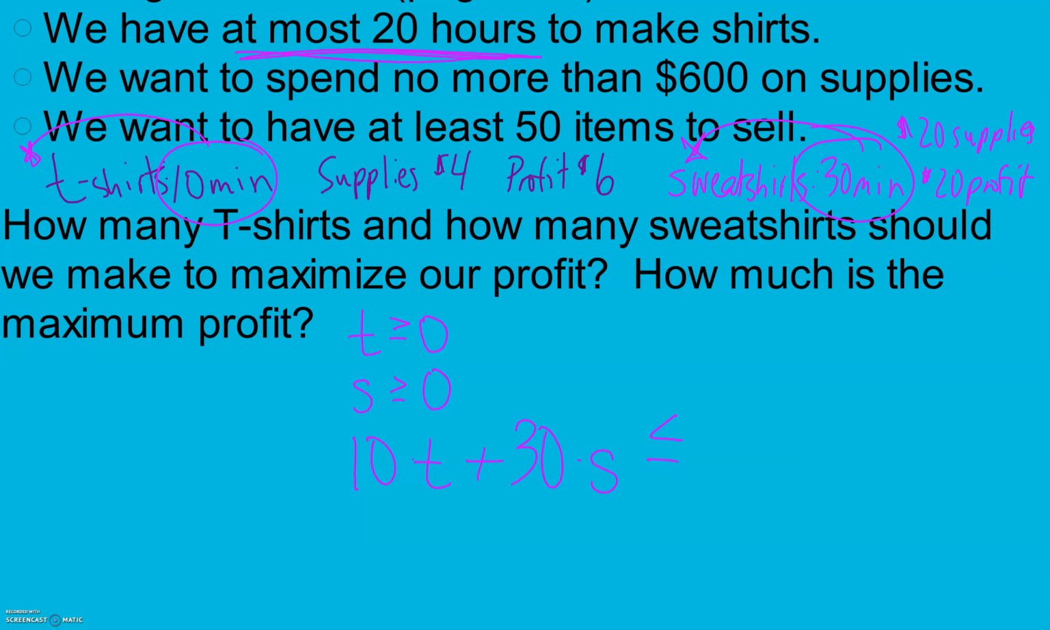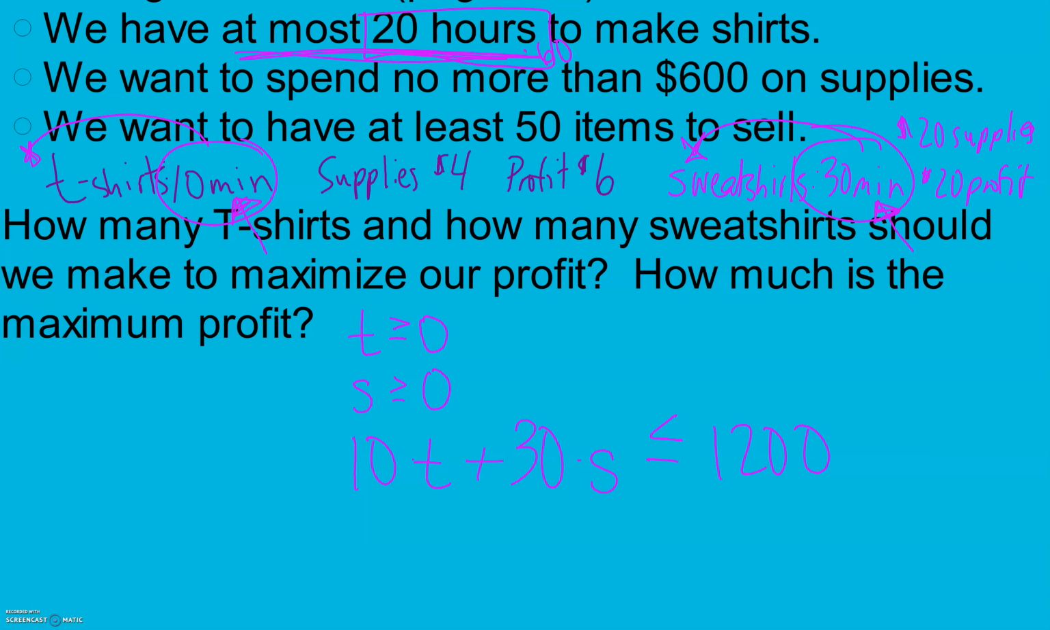Keep in mind our labels have to be the same. So if I'm talking minutes here and minutes here, I have to switch my hours to minutes, which I do by multiplying by 60, and I get 1,200 minutes. So 10 minutes per t-shirt and 30 minutes per sweatshirt. That has to be less than or equal to 1,200 minutes.